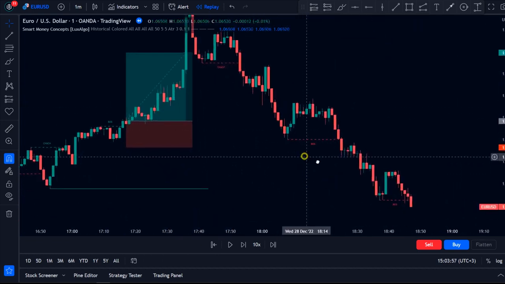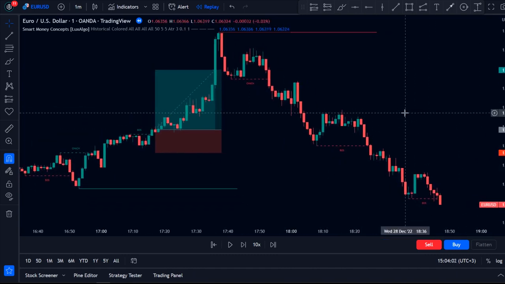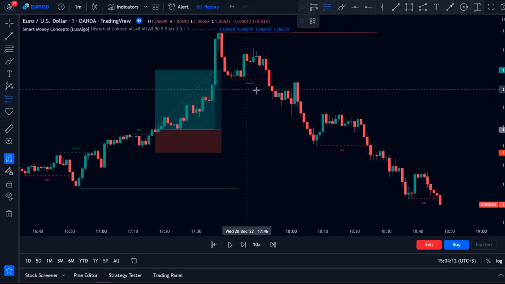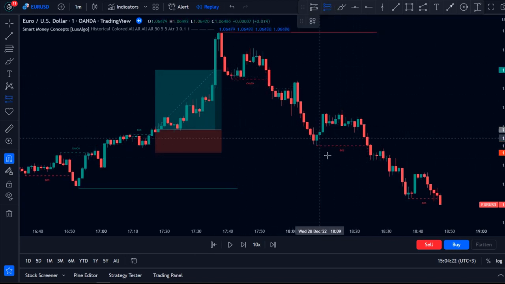Speaking of bearish, how do we take a short trade? Well, we're gonna take a short trade when there is a bearish change of character labeled as CHoCH, followed by a bearish break of structure labeled as BOS, like right here.